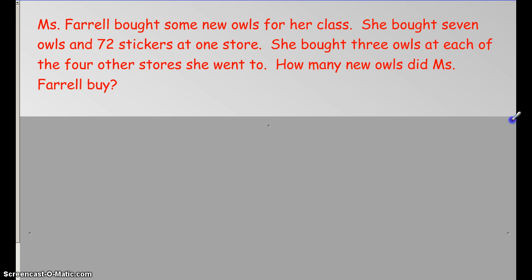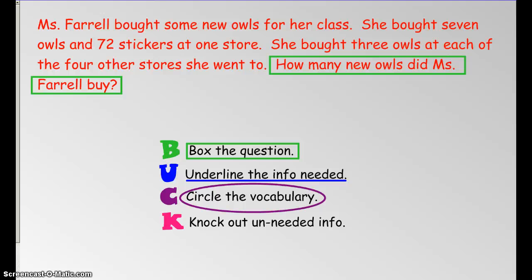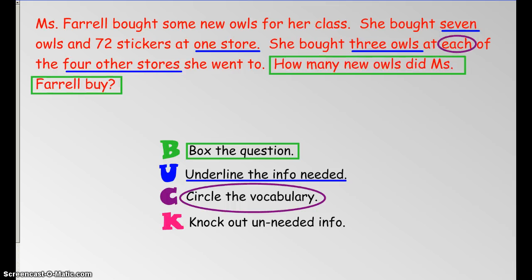Okay, remember we're going to use our box system to help us with this problem. The first one, box that question. How many new owls did Miss Farrell buy? I'm looking to find out the number of owls. Okay, so now let's underline our important info. I know she bought 7 owls, and that was at one store. Then she bought 3 owls at the 4 other stores. Okay, so my next step is to circle that vocabulary.